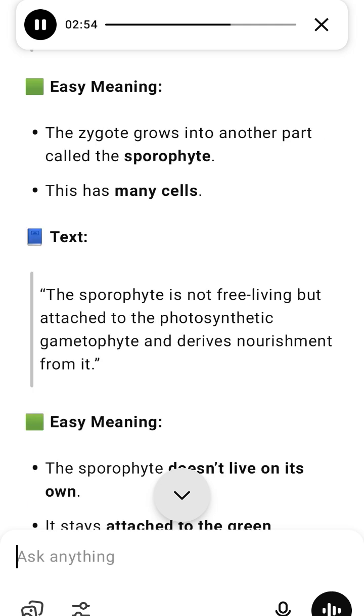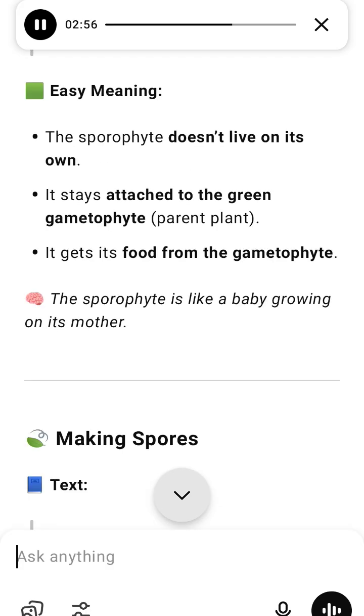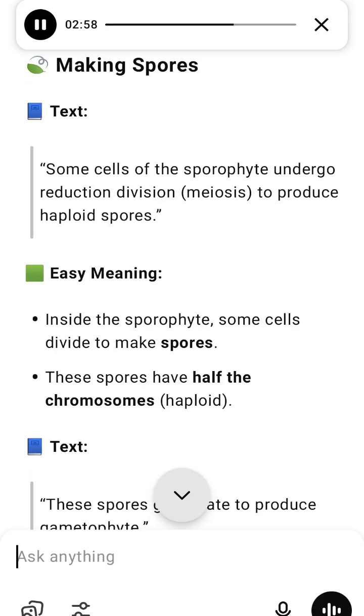5. The zygote grows into a sporophyte, still attached to the gametophyte. 6. The sporophyte makes spores by meiosis. 7. Spores fly away and grow into new gametophyte plants. This is called alternation of generations. Two stages keep changing: gametophyte N, sporophyte 2N, spores N, gametophyte again.